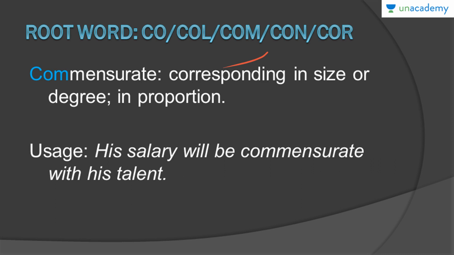When you say that his salary will be commensurate with his talent, that means whatever degree of talent he has, his salary will be according to that. His salary will be in tandem with his talent. The word with is coming. That's why it's related to the root word, which is related with something. His salary is related with his talent, or his salary is commensurate with his age or his experience. If he has more experience, his salary will be more. That's how it is related to the root word, and this is how you can use it in a sentence.